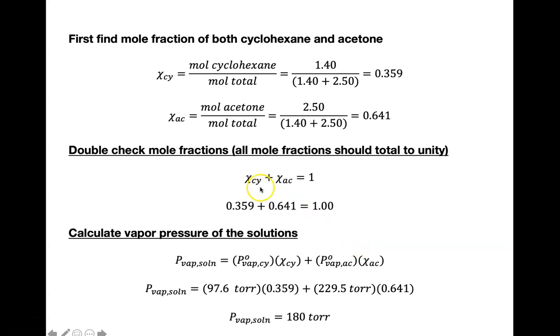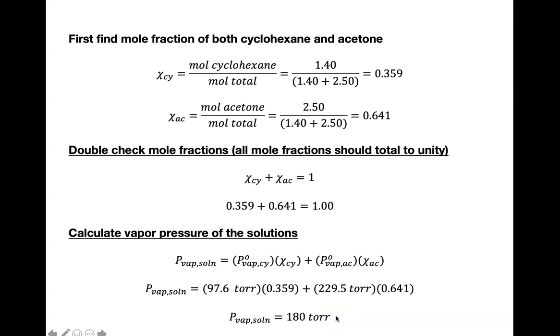So now, if we have our chi's, let's just take a look at our equation, right? We're looking for pVap of the solution. The problem gave me the pVap of pure cyclohexane. We just solved for the chi of cyclohexane. The problem gave me the pure vapor pressure of acetone. I have the chi of acetone. At this point, it becomes plug and chug. Plug that in, times it by my chi of cyclohexane, plug in my vapor pressure, times my chi of acetone. Add those two components up, we get 180 torr.